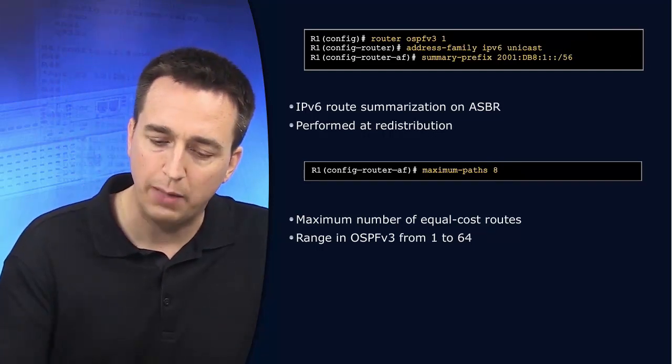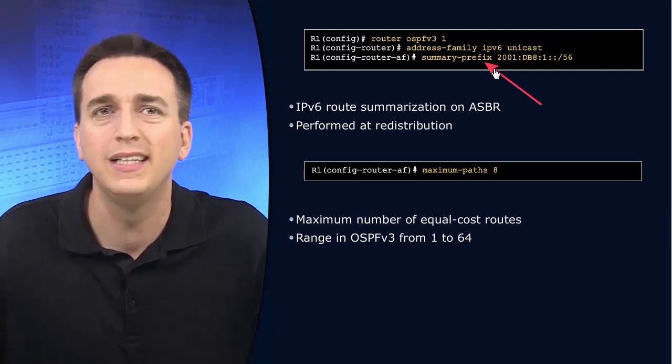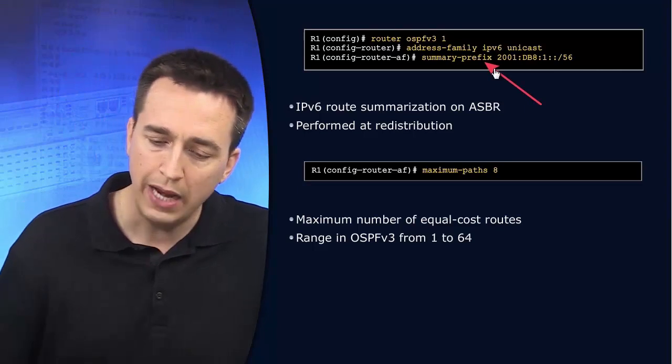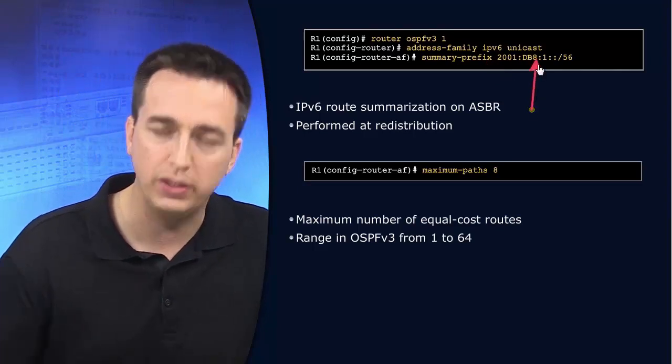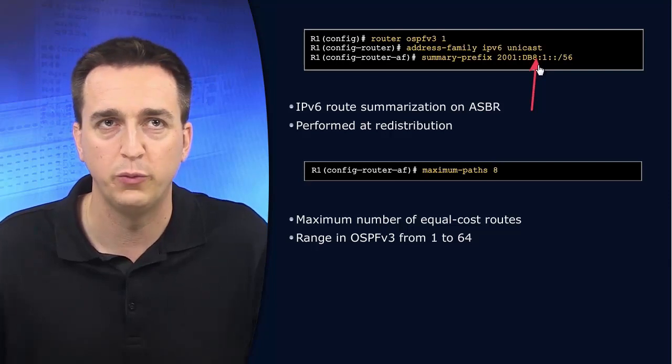And we use the summary prefix command in this case. Do you remember what it was for OSPFv2? It was summary address. Well, in this case, it's summary prefix. And then we specify the summarized prefix right after that to be advertised from this autonomous system boundary router.